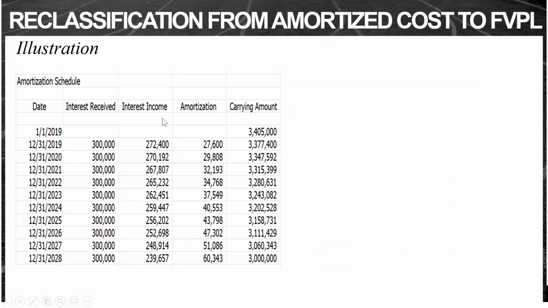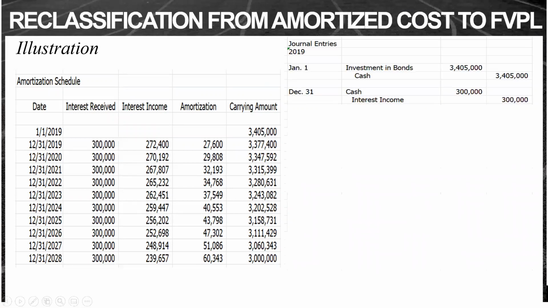Now, considering this is our amortization schedule, let's try to journalize the transaction. So ito yung entries natin, class. So first is, of course, yung pag-acquire mo ng investment. So we just debited investment in bonds kasi nga at amortized cost ito. Then we credit cash. So pagka December 31, nakatanggap tayo ng interest because of this investment. So we debit cash and credit interest income.